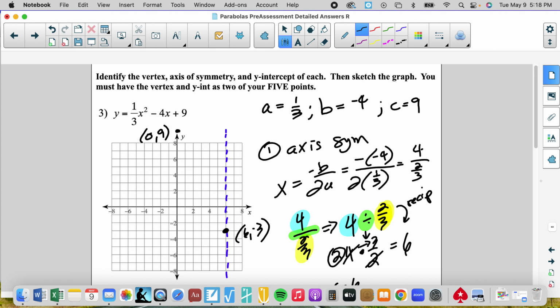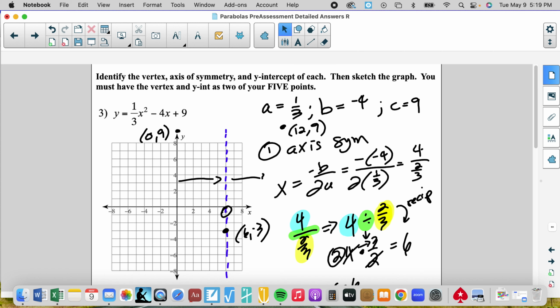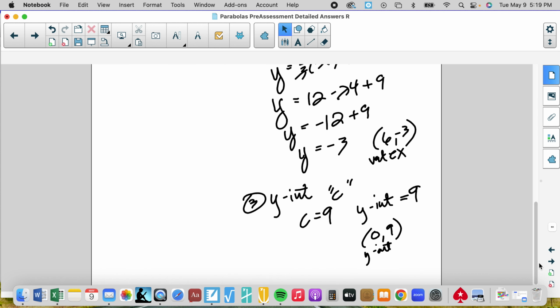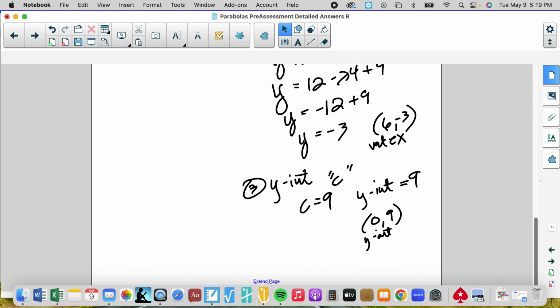0, 9. It is 6 away from the axis. So I'm going to make a dot on my page somewhere relatively close. And I went 6 from that point, so I'm going to go 6 this way. And I'm at 6, so 6 plus 6 takes me to 12, 9. That's going to be my point. Okay, that's how we calculated that. It's a nice, easy way to calculate it. So I have 3 points, and now I'm going to find my 4th point.